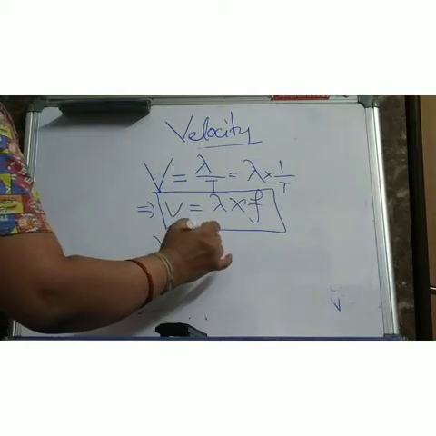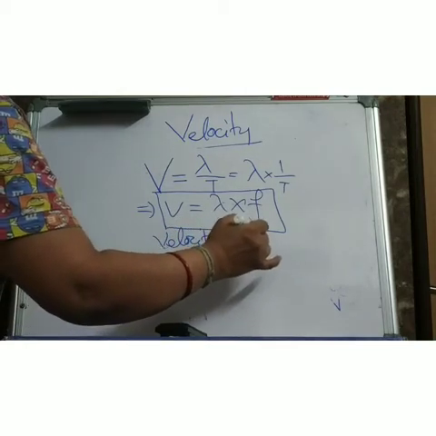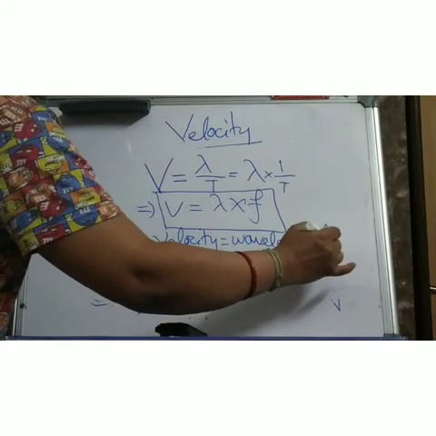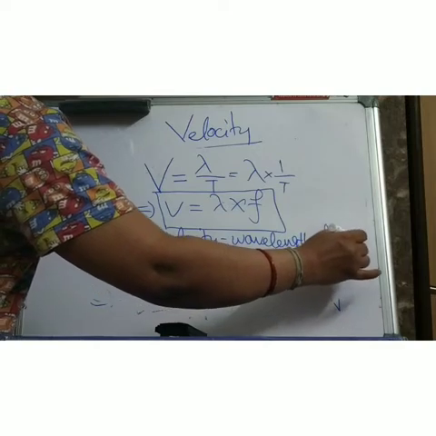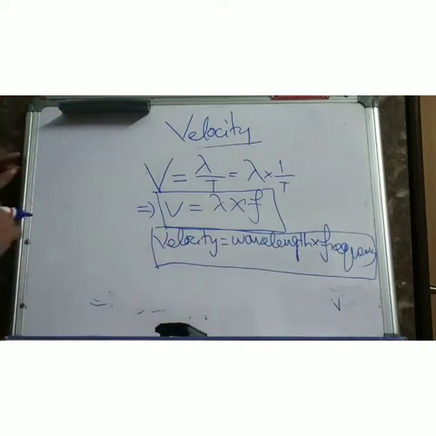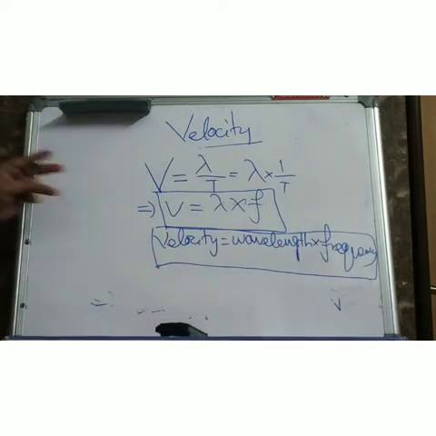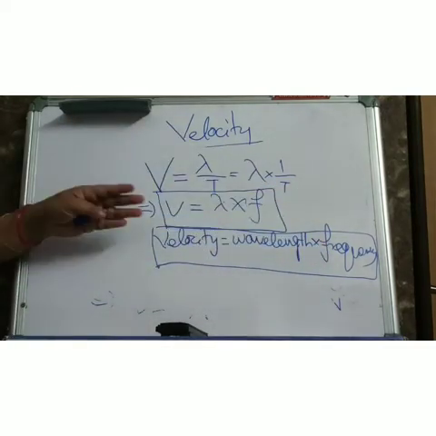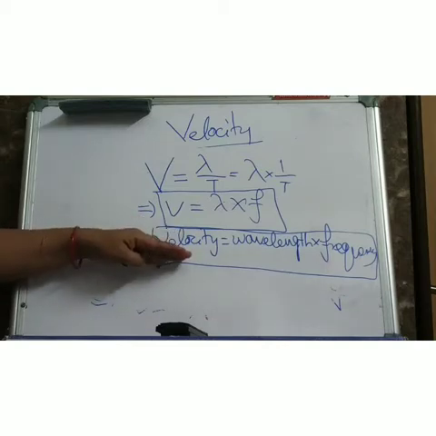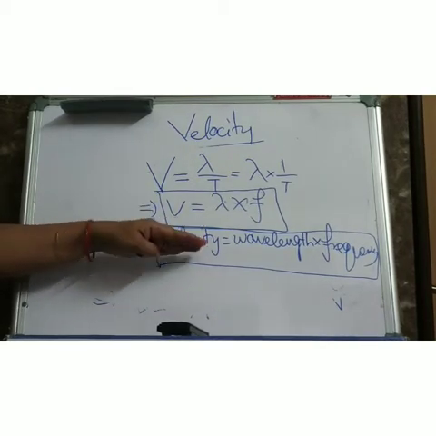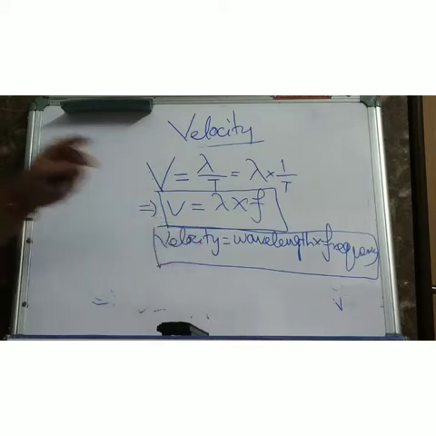So velocity is equal to wavelength into frequency. This is a very, very important equation. I think it is simple, it is easy. Velocity is equal to wavelength into frequency. So what is the velocity of a wave? It is the distance covered by the wave per unit time. So velocity is distance covered by the wave per unit time.